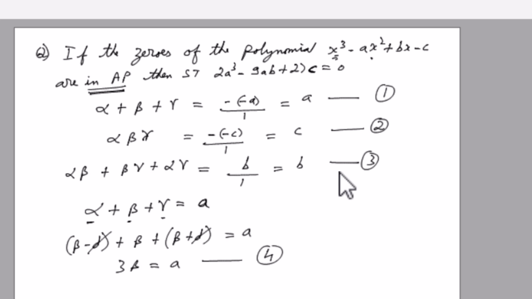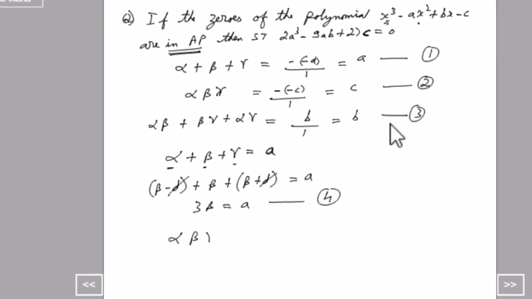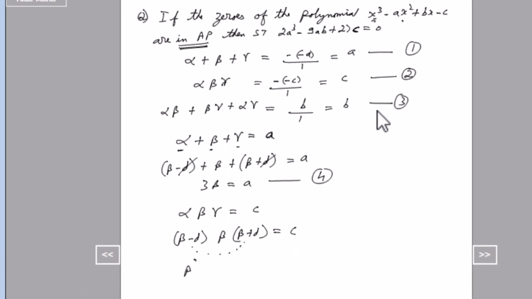Now, if you look at equation 2, alpha beta gamma equal to c can also be written as beta minus d, into beta, into beta plus d, which is equal to c. So beta minus d and beta plus d can be written as beta square minus d square. This is the a plus b into a minus b form, right? And then we have beta as it is, equal to c. So this is the value of c, and this is our equation number 5.